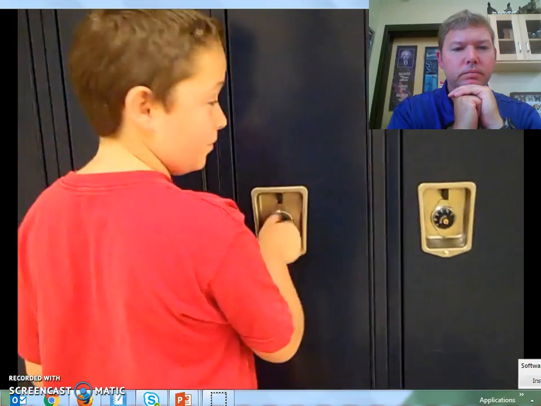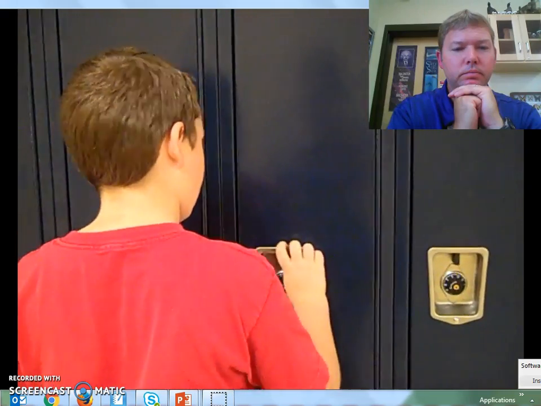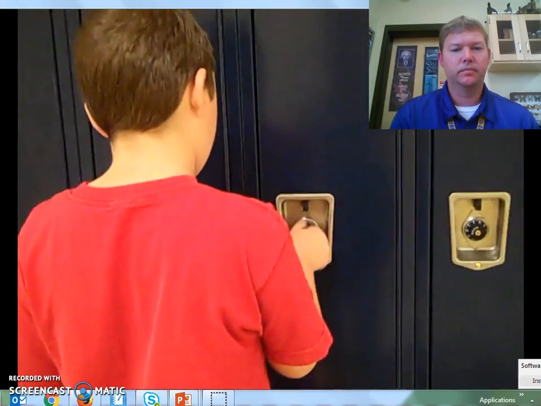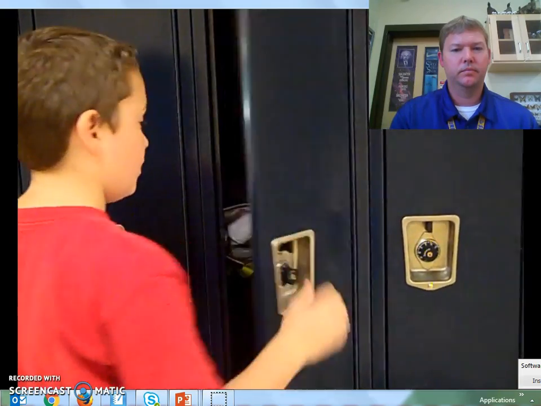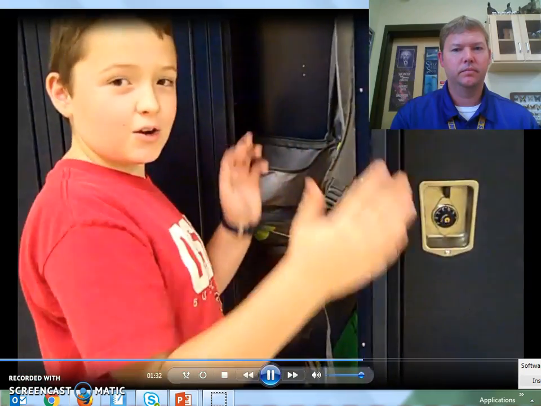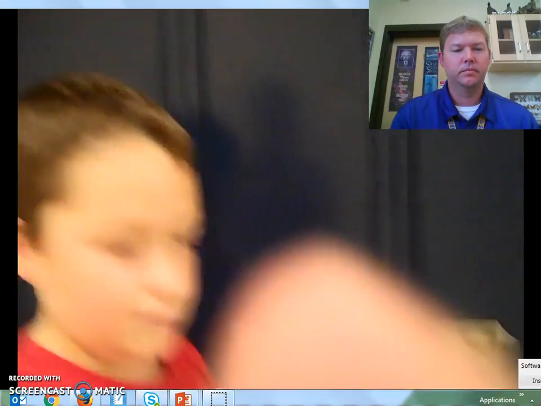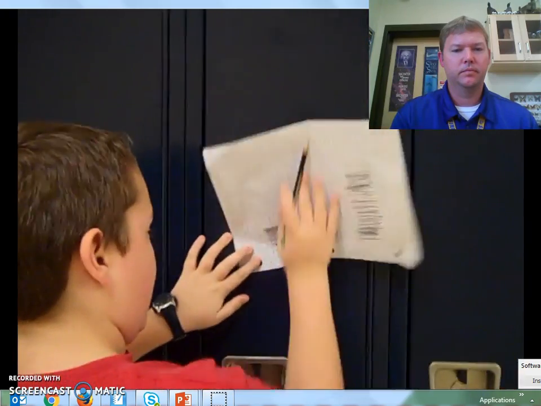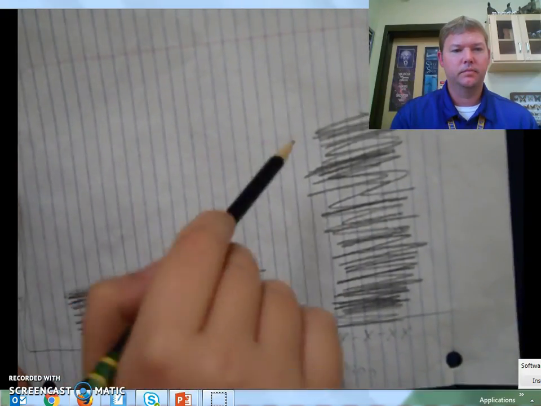Nope, that one didn't work. That one didn't work either. Woohoo! It worked! I got my locker open. Now, to analyze the data. As you can see, the first one did not work. The second one didn't work either. The third one did work. So, that's analyzing the data.